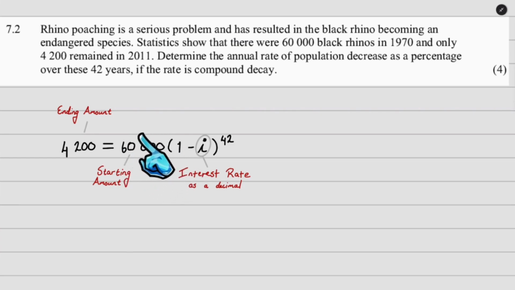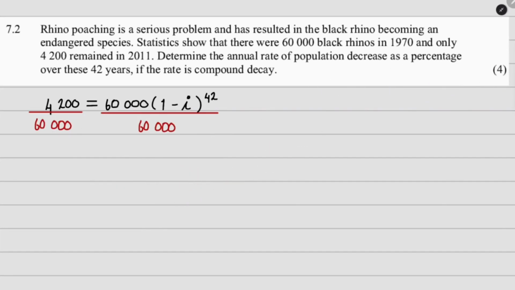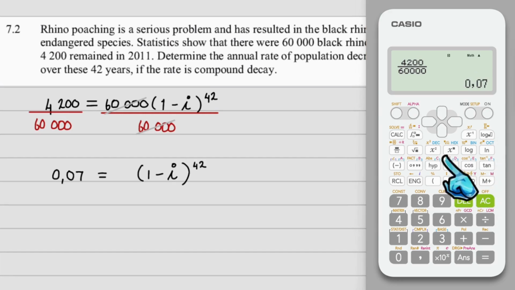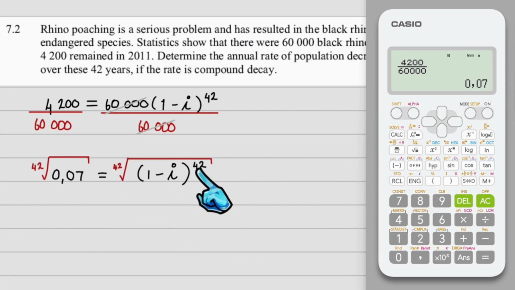So the first thing I want to do is get rid of the 60,000 by dividing both sides by 60,000. When I do that, these 60,000s will cancel, and then this is going straight on my calculator. Okay, when I pop this into the calculator, you can leave it as the fraction or the decimal. It doesn't really matter. I'll just put the decimal. Now I need to get rid of this power of 42. So I'm going to 42 root both sides, like so. And when I do that, these 42s will cancel because they divide with each other. Then this goes straight in the calculator once again.